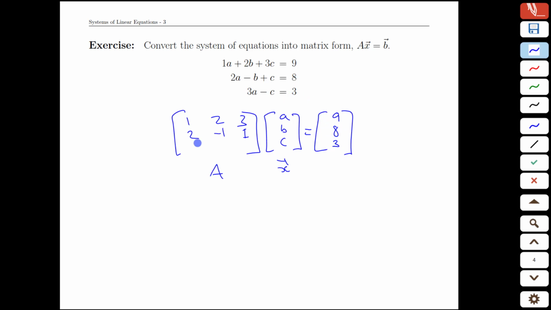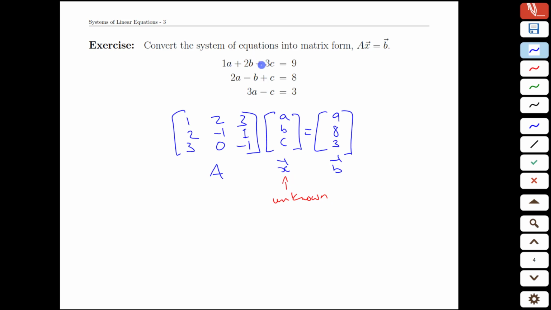And last but not least, we have a 3. There's 3a, there's no b's, so we put a 0 in here, and then a minus 1 for the c value. And that altogether gives us A times x equals b, where this x vector is unknown, and what we're trying to solve for.